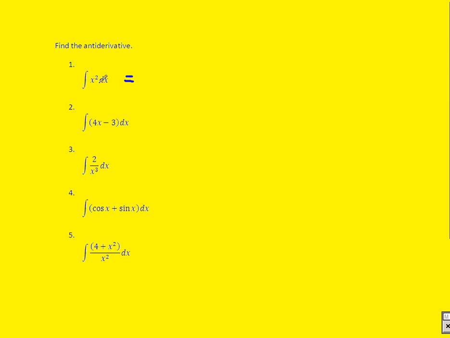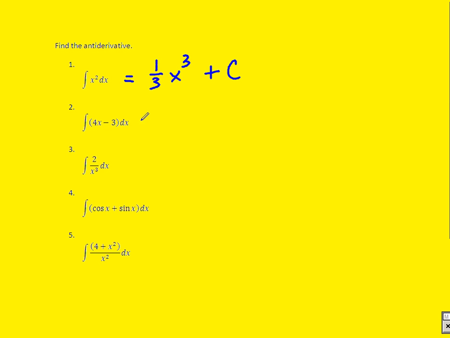The antiderivative of x squared has got to be something x to the third power, and then what we need to do is divide our previous coefficient by our new exponent. So it's 1 divided by 3, 1/3 x cubed, and we always need the plus c at the end.